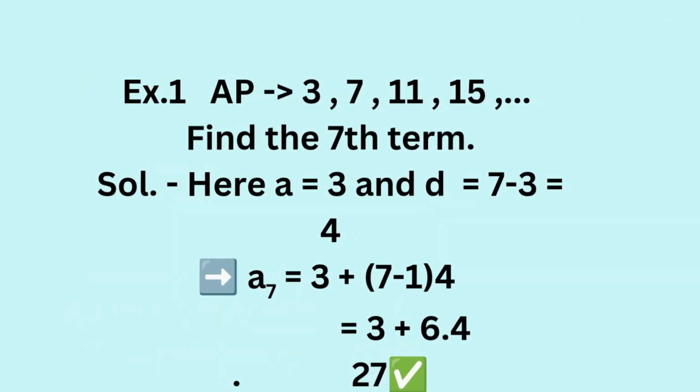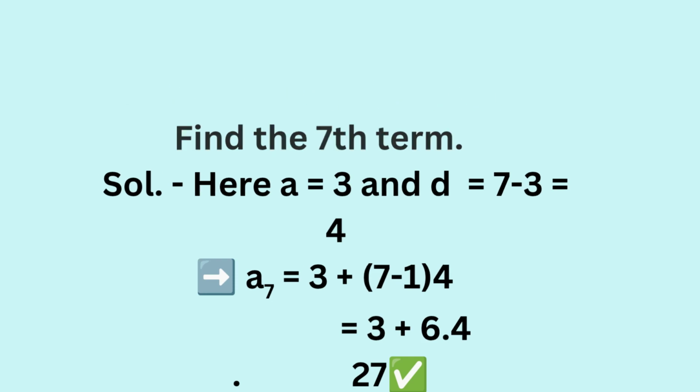Let's look at an easy example. Sequence 3, 7, 11, 15, and so on. Here the first term a is equal to 3 and the common difference d is equal to 4. To find the seventh term, we just add 4 six times. So a7, the seventh term, is equal to 27.